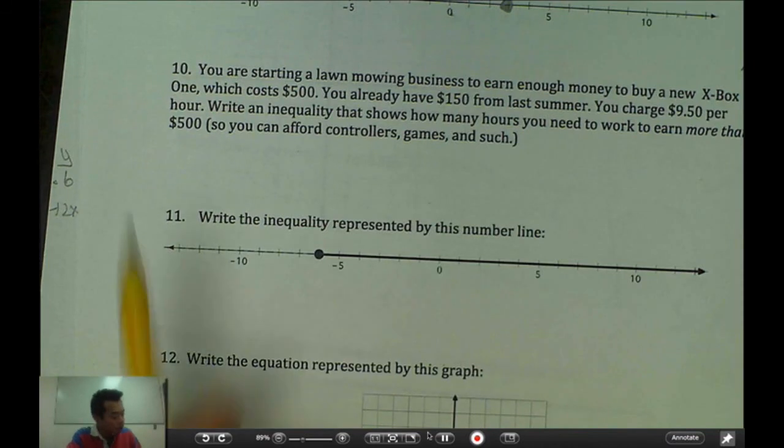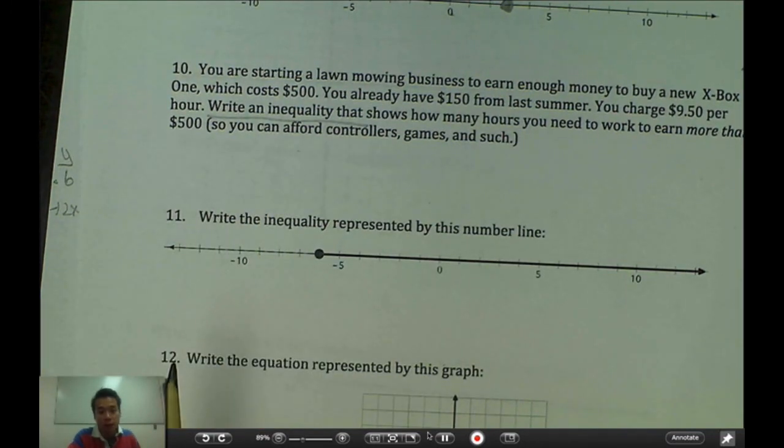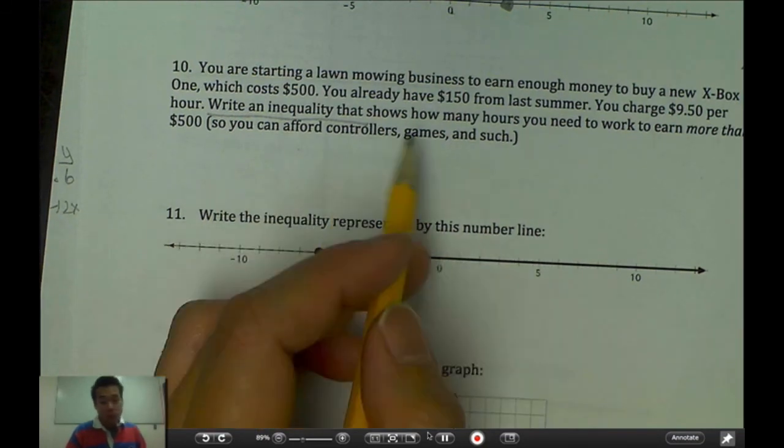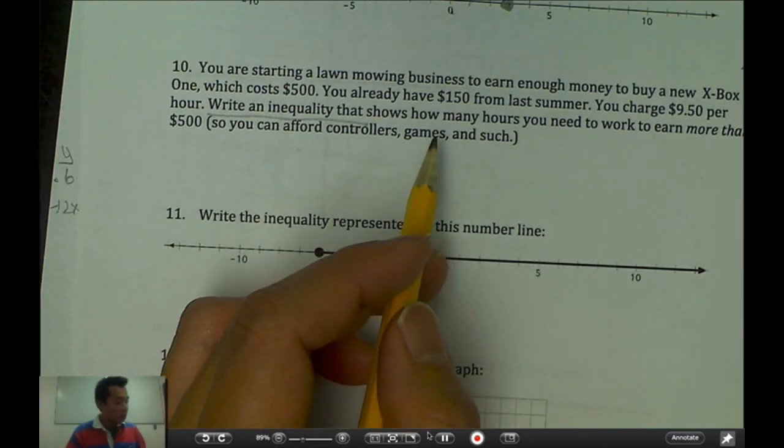And then this one, write an inequality. Okay, a lot of you just gave me the solution. I just want the setup. So this one's an easy point to get back. You're starting a lawnmower. It costs $500. You already have $150. You want to buy an Xbox One that costs $500. You want to save. You make $9.50 per hour. Write an inequality showing this situation. And you want to make more than $500 because of all the accessory that goes with it.